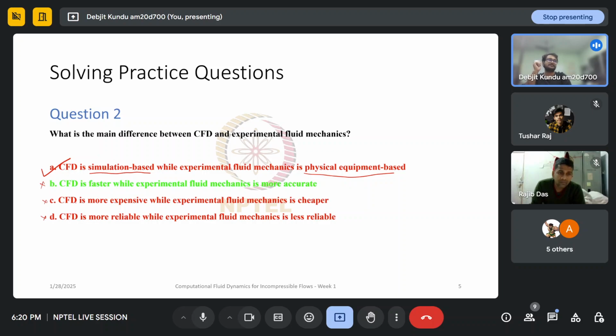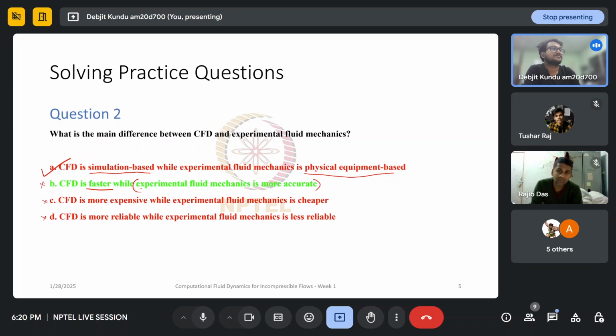Now let's go through why the other options are wrong. So, CFD is faster while experimental fluid mechanics is more accurate. This in itself is wrong. CFD may not always be faster. Sometimes it takes weeks and months to simulate what in reality might be a few seconds, depending on the complexity of the problem. Whereas experimental fluid mechanics being more accurate, this part of the sentence is actually correct. Experiments are what reality is. Whatever we say, seeing is believing. Whatever we see in reality is the most believable part, rather than what a computer tells us.